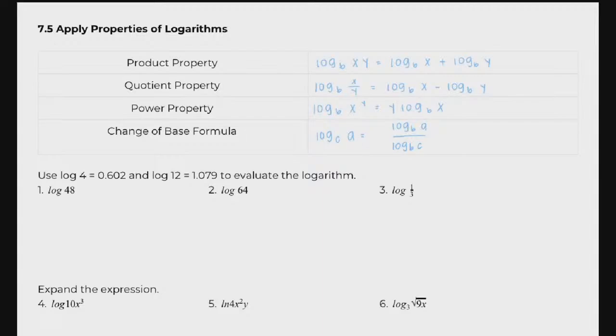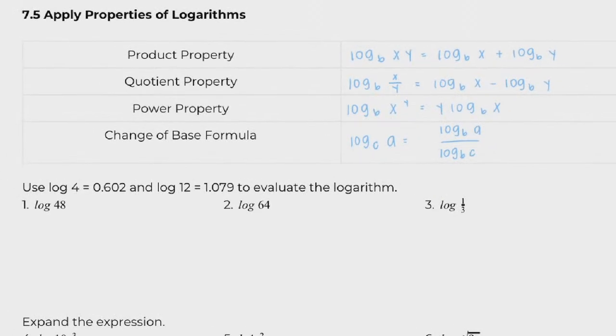7.5 is use properties of logarithms. The product property: if we have log base b of xy, that would expand to log base b of x plus log base b of y. For the quotient property, if we have log base b of x over y, that's going to equal log base b of x minus log base b of y. For the power property, if we have log base b of x to the y power, we can bring that power down to the front, so that would be y log base b of x.